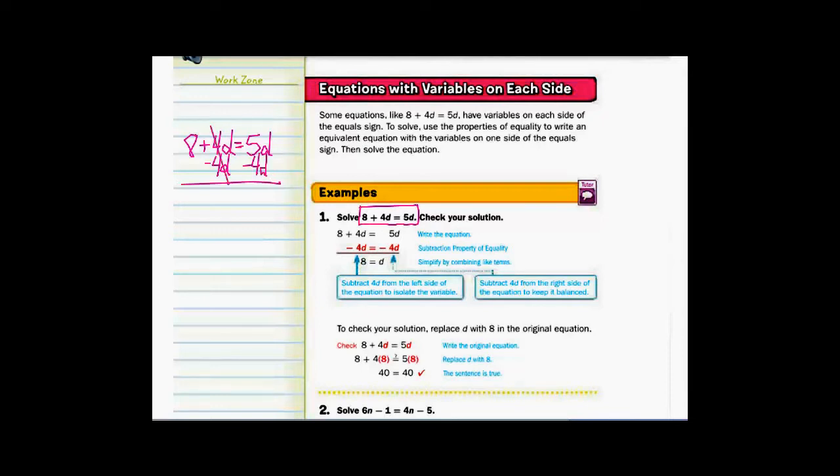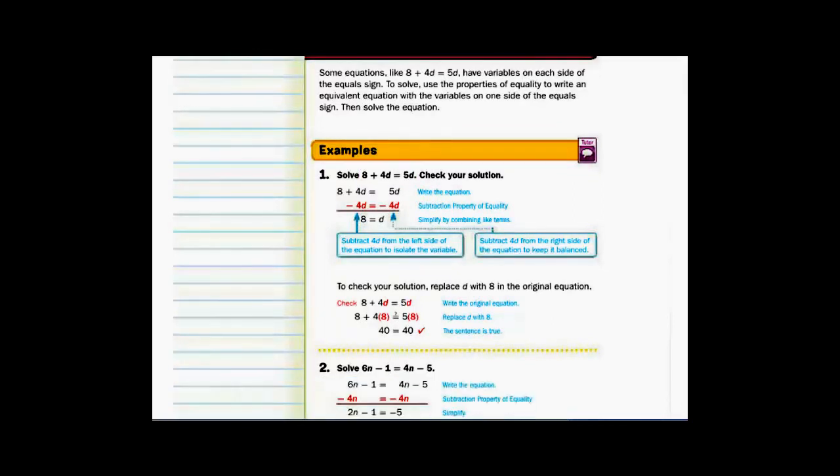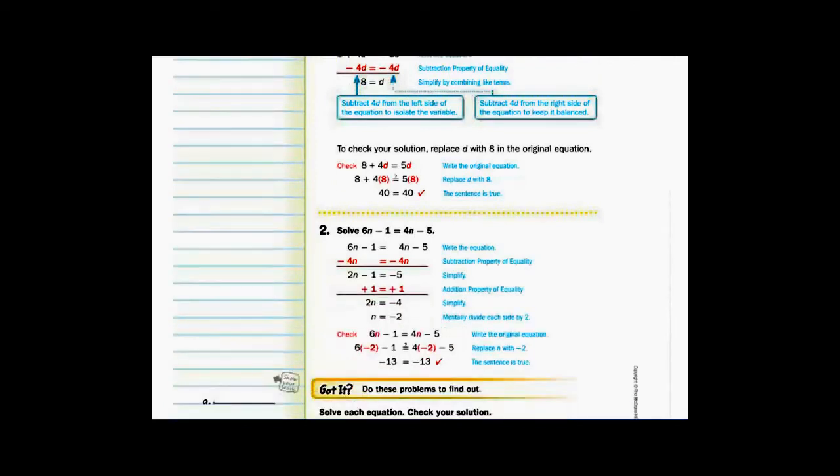So these two cancel out. I'm left with an 8 equals 5d minus 4d is 1d. And just like before, anytime you get a 1 in front of the d, you are done. That is your answer. All right, let's try this second one down here. Solve 6n minus 1 equals 4n minus 5.